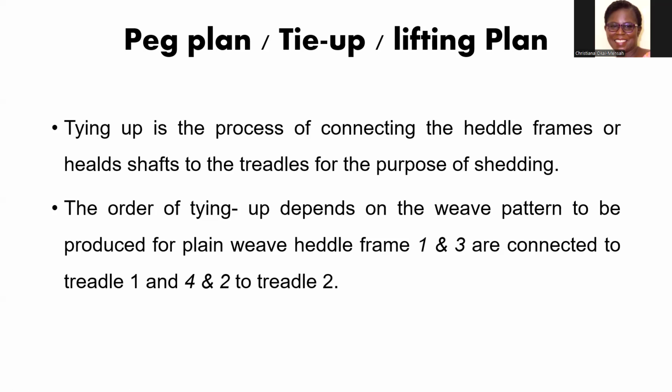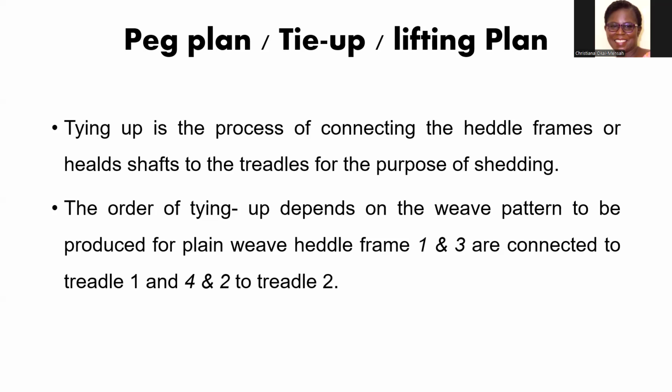So what is the tie up? Tying up is the process of connecting the heddle frames or heddle shafts to the treadles for the purpose of shedding. So the order of tying up depends on the weave pattern to be produced. For plain weave, the heddle frames 1 and 3 are connected to treadle 1, as I've already explained. So 1, 3, 2, 4 for plain weave.